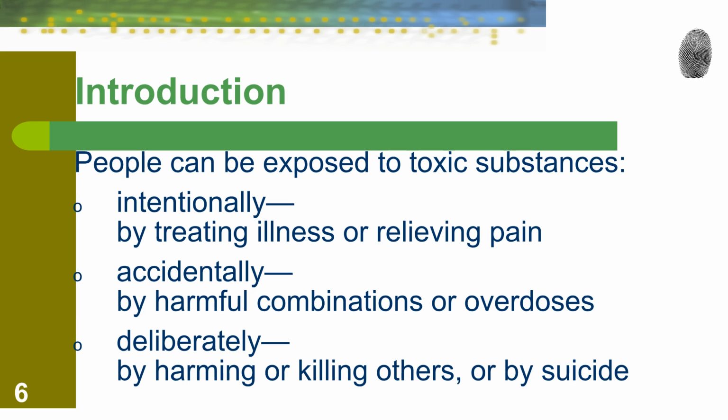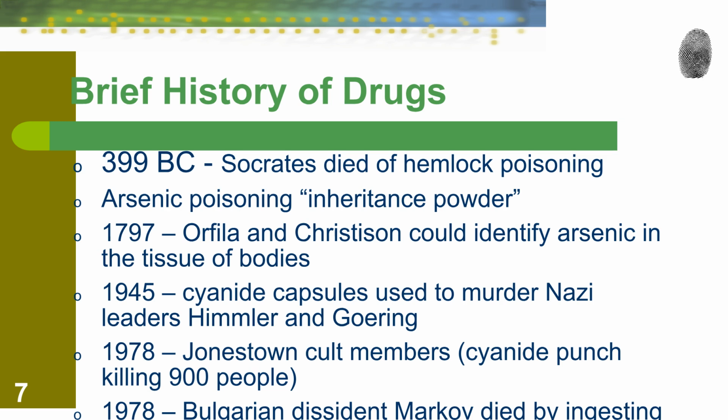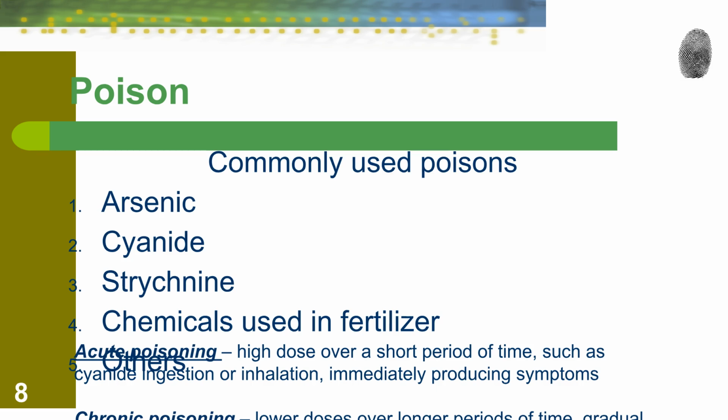People can be exposed to toxic substances intentionally, for medical reasons, accidentally, through overdoses or harmful combinations, or deliberately, by harming others or through suicide. The history of drugs and poisoning dates back to 399 BC with Socrates' death. Significant events include the use of arsenic, the Jonestown tragedy, and the Ricin poisoning of a Bulgarian dissident in 1978. Commonly used poisons include arsenic, cyanide, strychnine, and chemicals found in fertilizers.